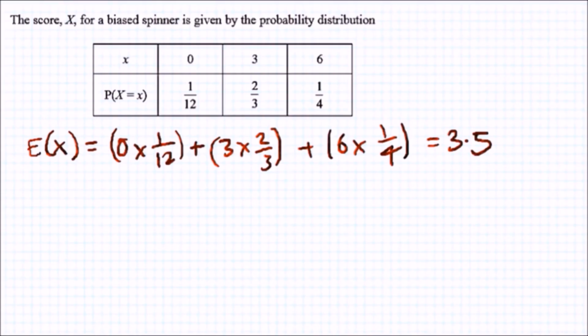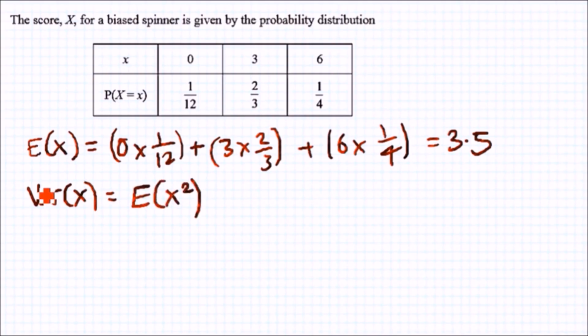Literally, that's it, guys. Done. Okay, so that's the general idea. Now we need to calculate the variance of X. The variance of X is defined as follows. It is equal to the second moment, so the second expected moment, minus the mean squared.